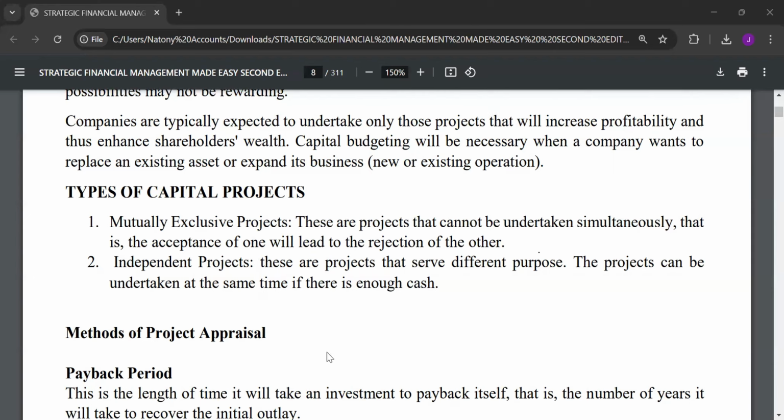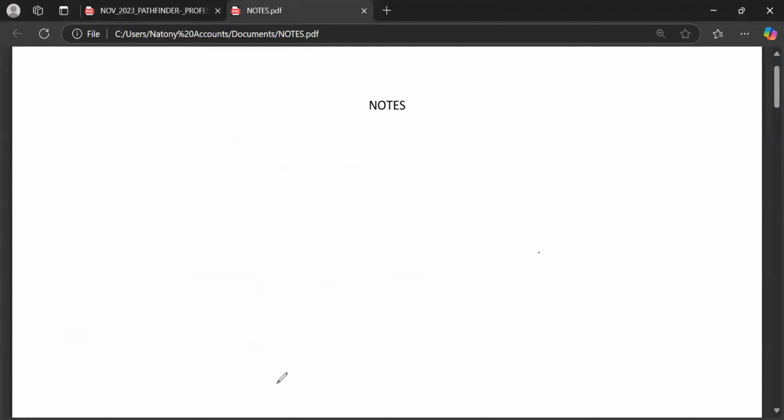So now, let me just list some of the project appraisal methods that you may be expected to be familiar with for your exams. So what are those project evaluation methods? I know you already know most of them. So the first is the payback period. So what is the payback period? What is it trying to achieve, or what are you trying to achieve using this method of appraisal?